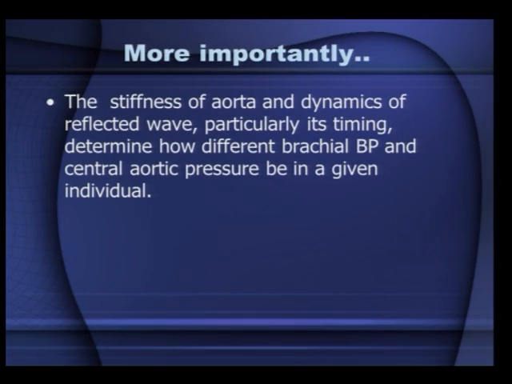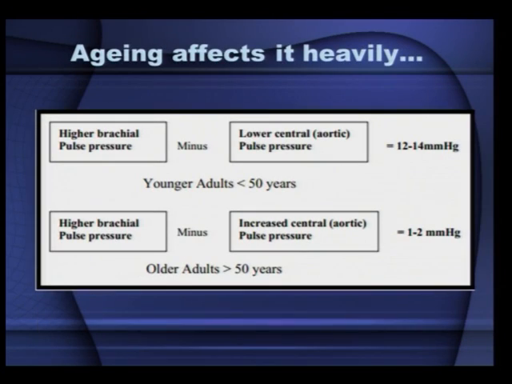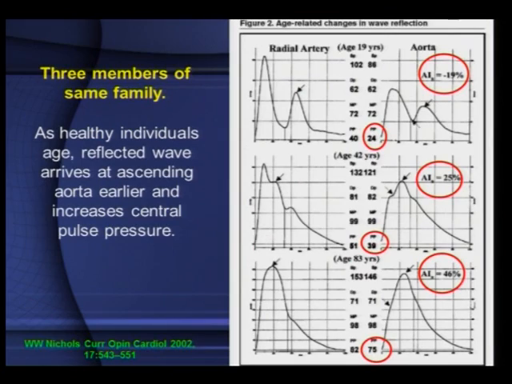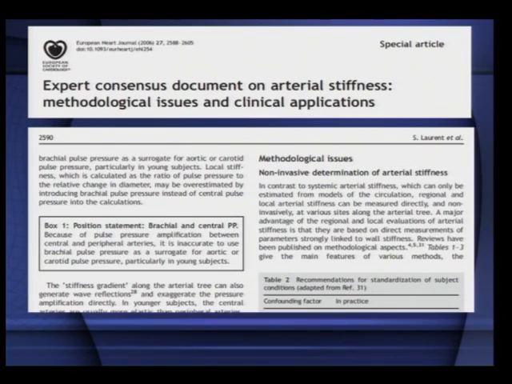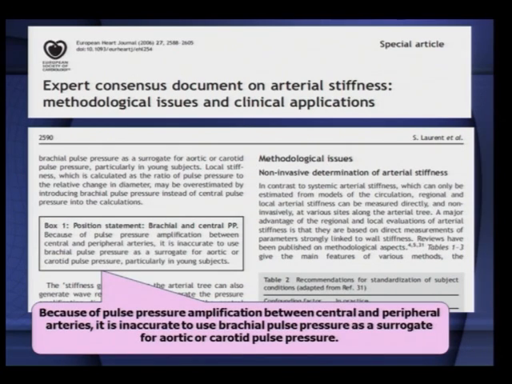More importantly, the stiffness of the aorta and the dynamics of the reflected wave, particularly its timing, will determine how different brachial BP and central aortic pressure are in a given individual. Let me skip through these, but an expert consensus group on arterial stiffness in 2007 said that because of pulse pressure amplification between central and peripheral arteries, it is inaccurate to use brachial pressure as a surrogate for aortic or carotid pressure.